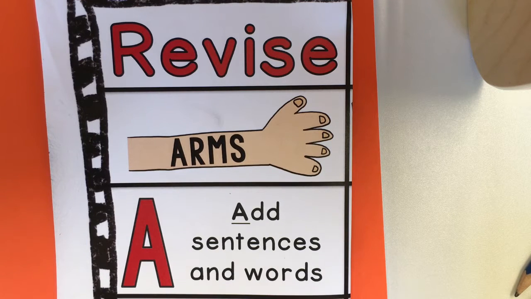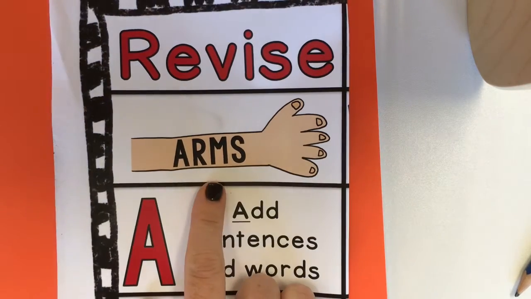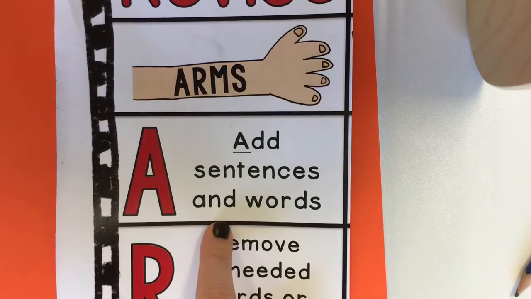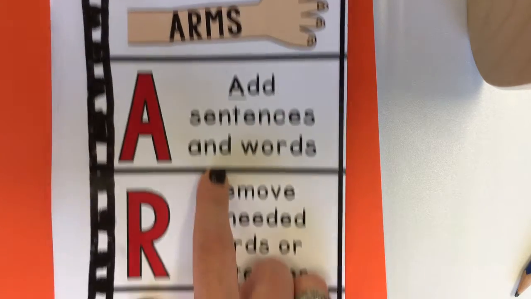Hi, fourth grade. If you've made it to this lesson, it's time to revise and edit your informational writing. One of the strategies you can use to revise and edit is called ARMS and CUPS. We use ARMS for revising. The A in ARMS stands for adding sentences and words to your writing.